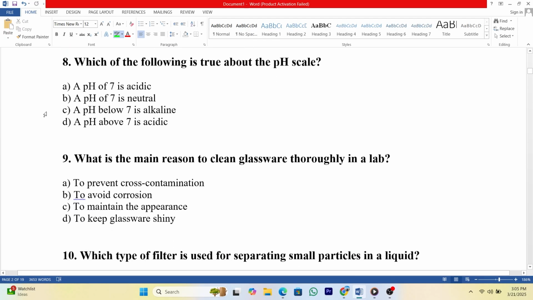8. Which of the following is true about the pH scale? A. A pH of 7 is acidic. B. A pH of 7 is neutral. C. A pH below 7 is alkaline. D. A pH above 7 is acidic. Answer: B. A pH of 7 is neutral.